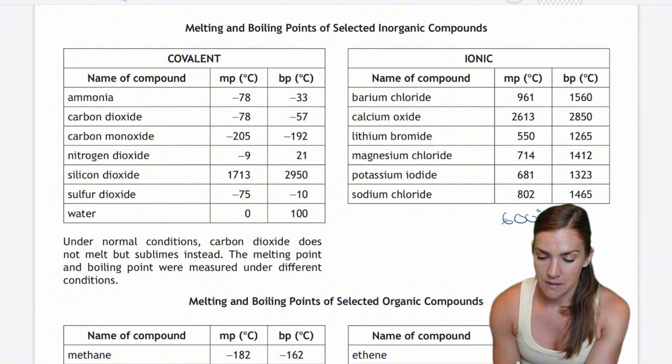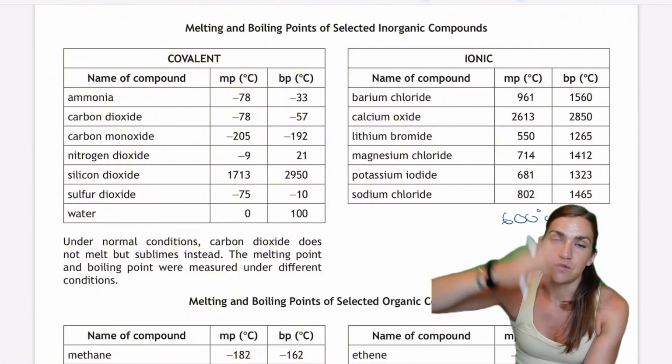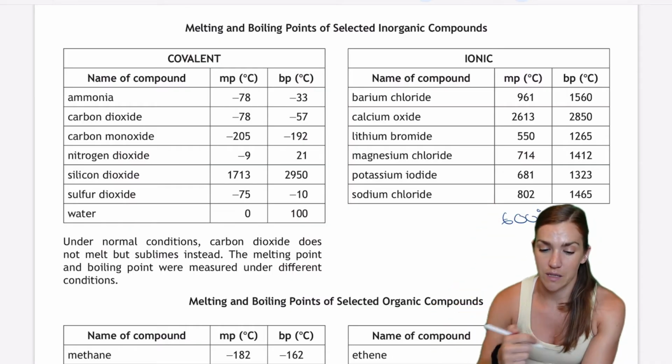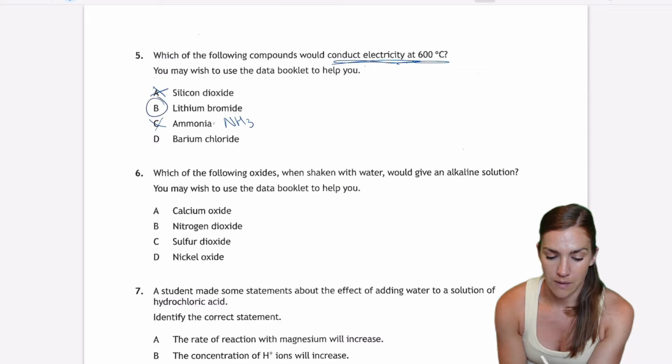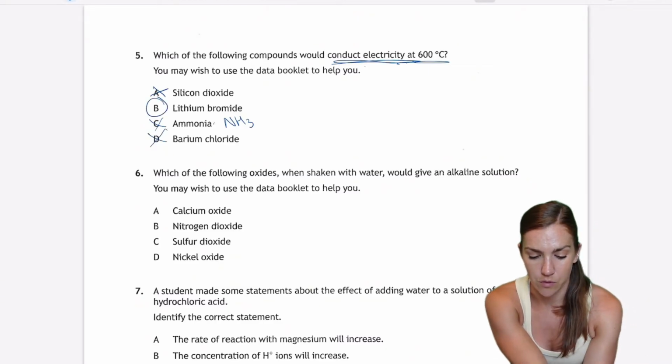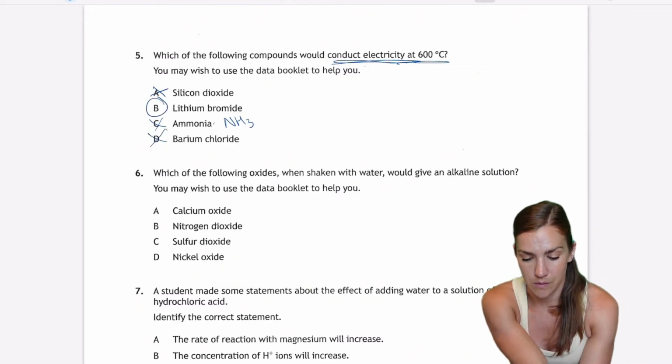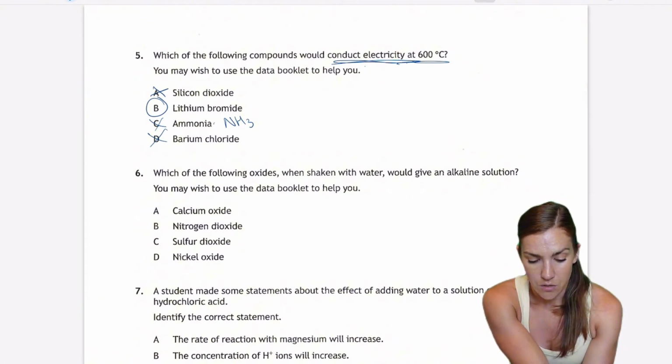The lithium bromide, it melted at 550 degrees, so it melted 50 degrees ago. So it will be a liquid, which means that it will be able to conduct. So lithium bromide is our answer. The barium chloride, although it is ionic, would not be able to conduct at 600 degrees because it would still be a solid. So question 6, which of the following oxides when shaken with water would give an alkaline solution?